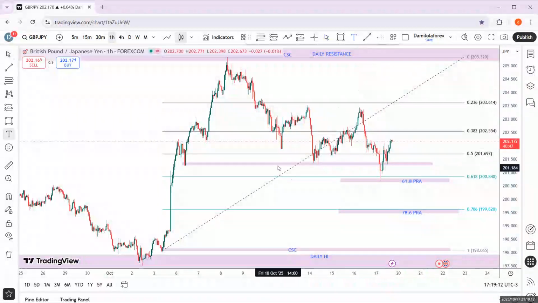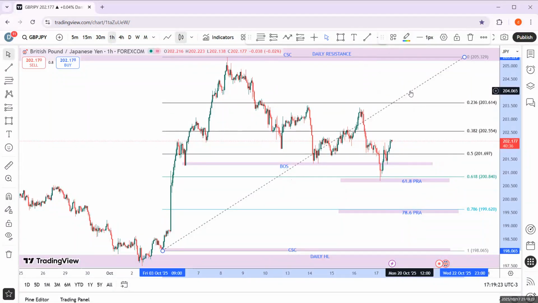So what is my job? Once we've finally seen a BOS, which is a break of structure, read the entire bearish structure that brought price down to any of these PRAs and buy at the break of structure. Wait for a discount, and buy at the break of structure in the direction of the trend.